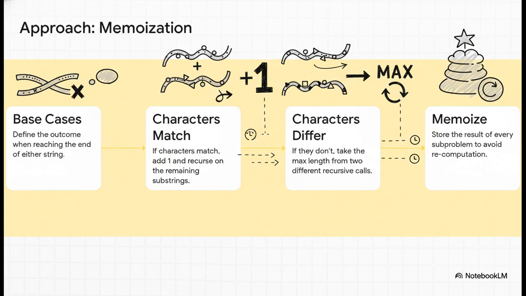A great way to tackle this is with a recursive approach called memoization. Let's walk through it. First, you define your base cases. What happens when you reach the end of a string? Easy, the answer is 0. Then, if the characters you're looking at match, great, you add 1 to your count and just recurse on the rest of the strings. If they don't match, you have a choice. Either skip a character in the first string or skip one in the second. You try both and take the path that gives you the maximum length. And the most crucial step, you store, or memoize, every single result so you never have to calculate it twice.